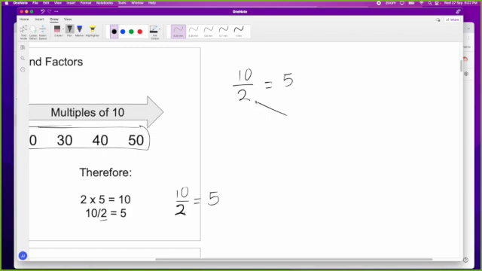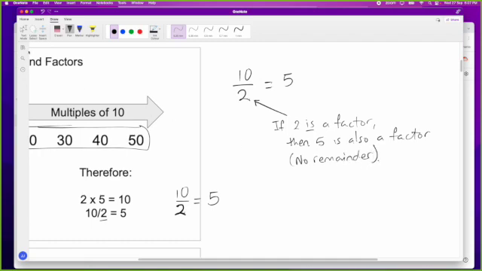So notice, if 2 is a factor, then 5 is also a factor, and notice there would be no remainder. Notice that.